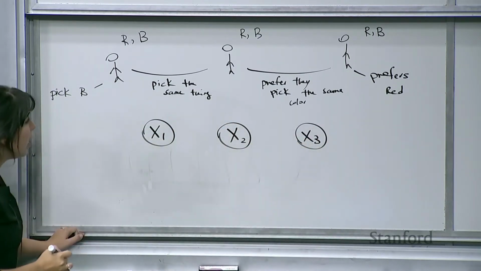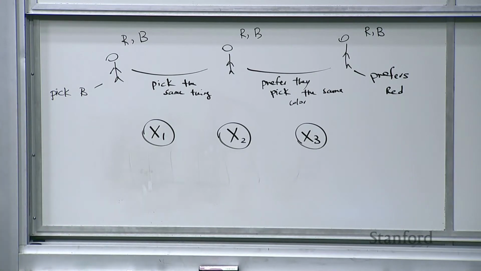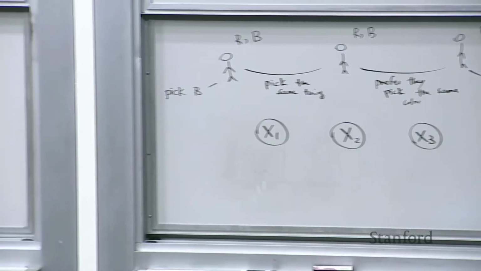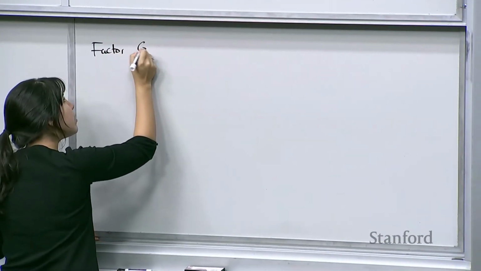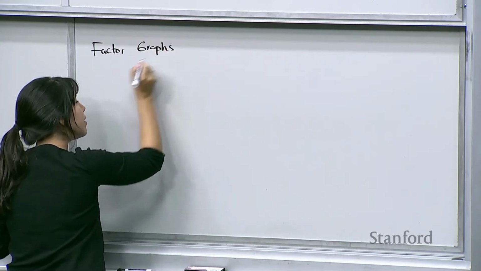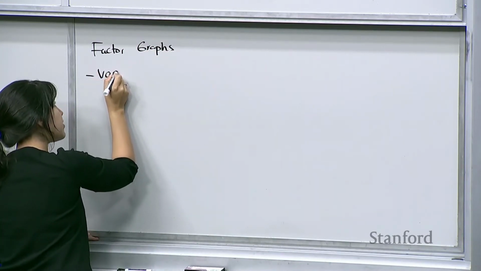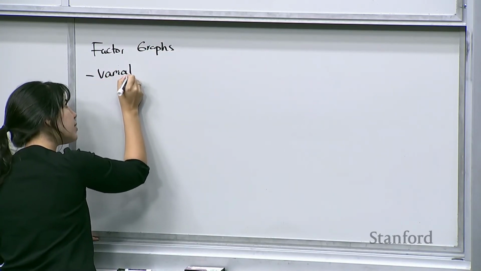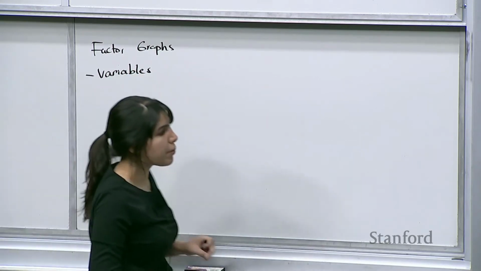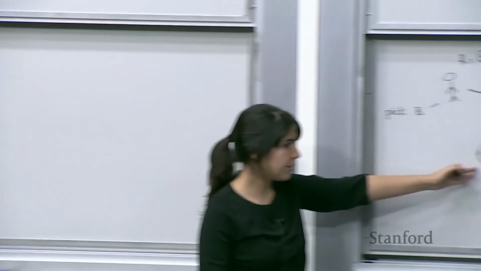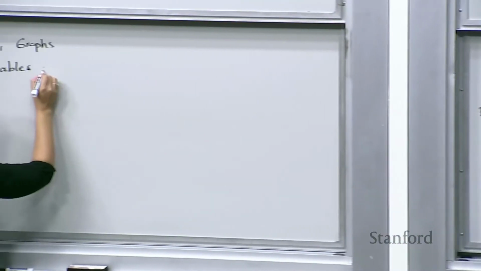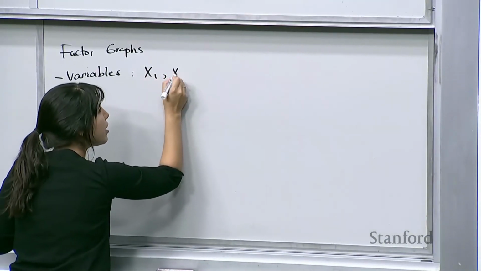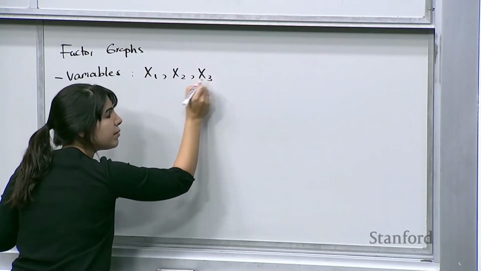Okay? Let me actually write down some of these. So we're going to go over a bunch of definitions for the first part of the class at least. So we're going to talk about factor graphs. Factor graphs are going to have some number of variables. We're going to represent variables with capital letters, like capital X. So in that particular example, the variables that I have are x1, x2, and x3. Okay?